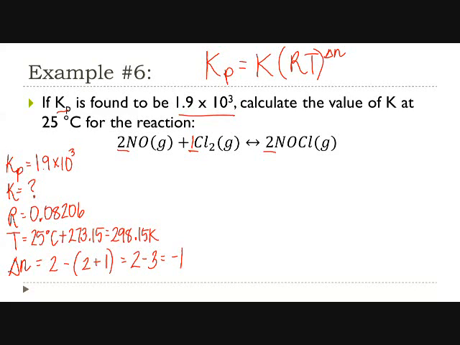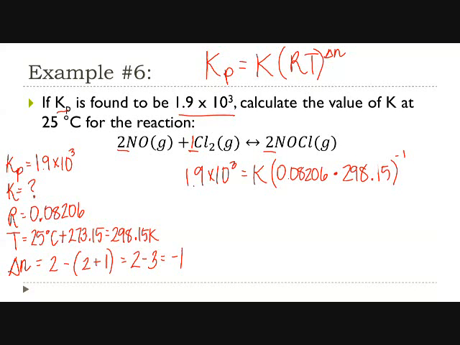Did I lose anybody there? We all good? Okay. So then now let's just plug in. So 1.9 times 10 to the third is equal to K times, now this is where you got to be careful, right? It's the R times the temperature in Kelvin. Both things multiplied first and then raised to the negative 1 power.